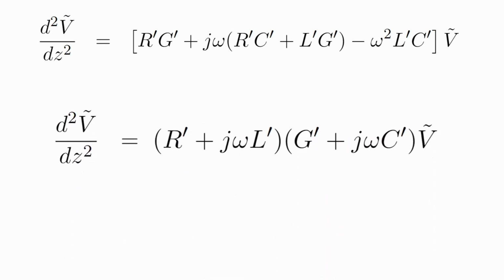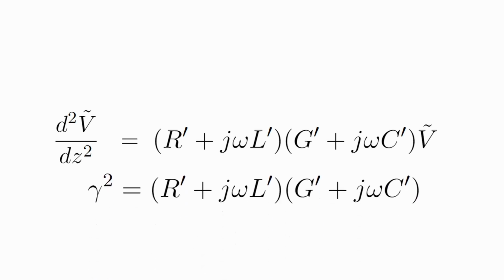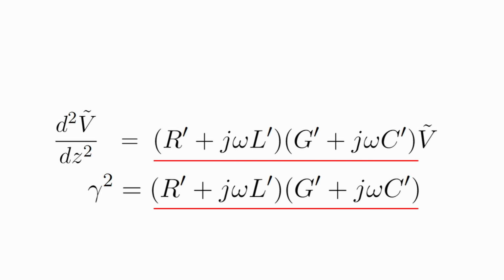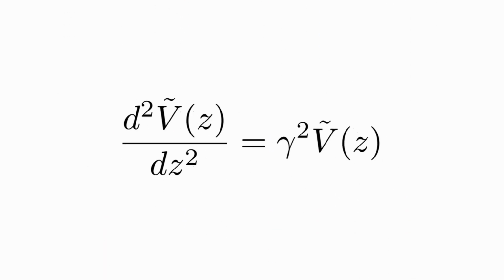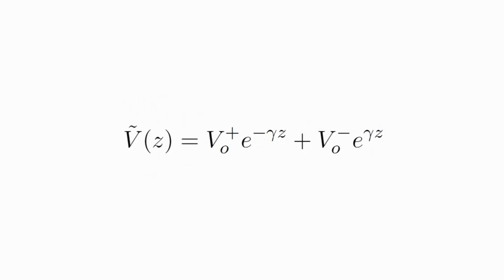After simplifying our time-harmonic wave equation, we can make a substitution and replace this constant on the right-hand side with gamma squared. This is the complex propagation constant squared. We are then left with a simple second-order differential equation. The general solution can be expressed as V0+ e^(-γz) plus V0- e^(γz). Now that we've arrived at our solution, what does this physically mean?